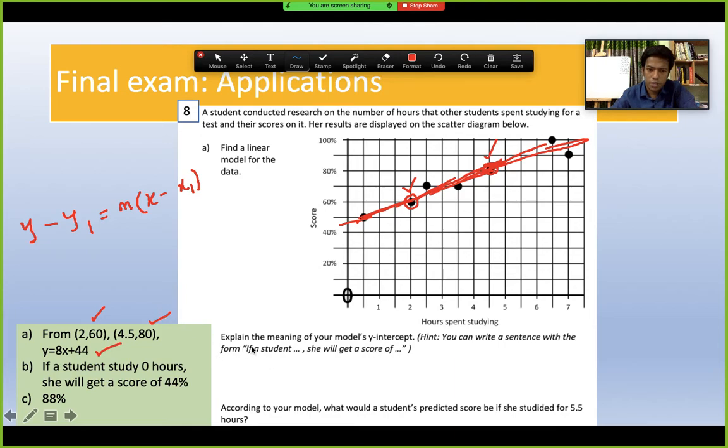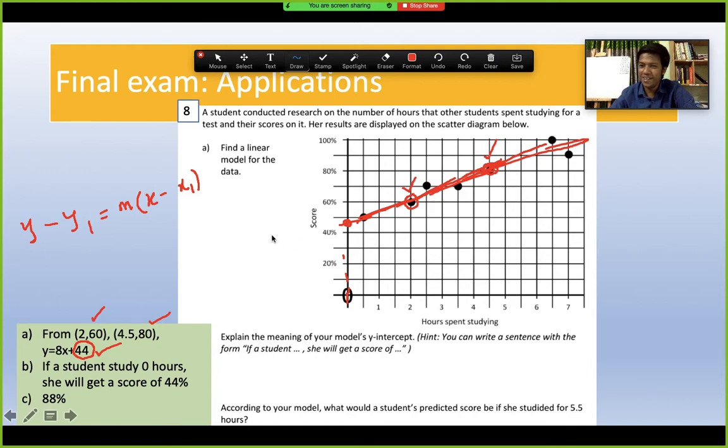Second question, B question is, explain the meaning of the model's y-intercept. That means, what does this y-intercept mean here? Our y-intercept comes to 44% in this case, which means you can see the y-intercept is 44% from this part. If the student studies for 0 hours, she will get 44% marks.